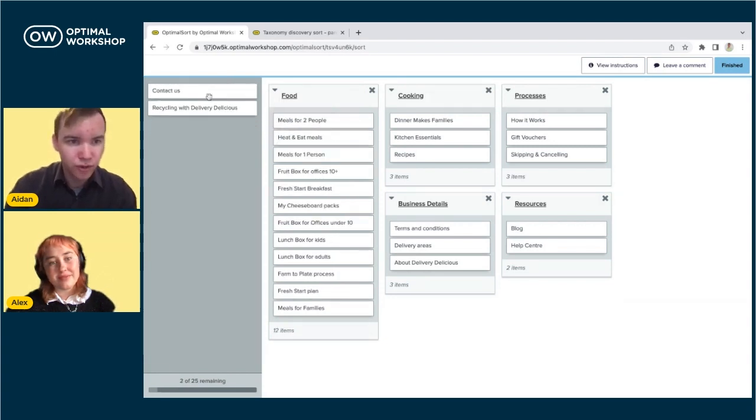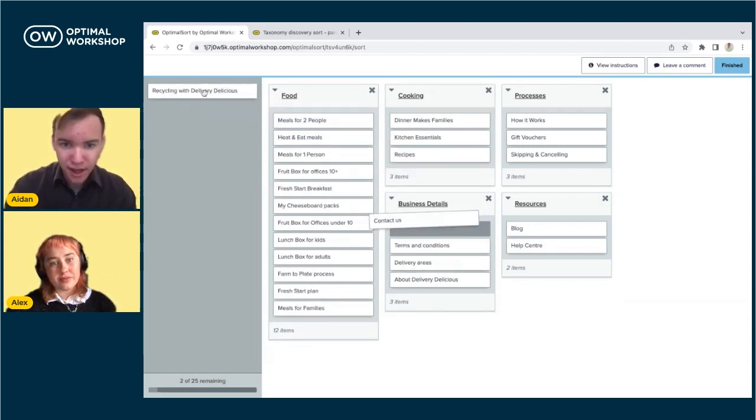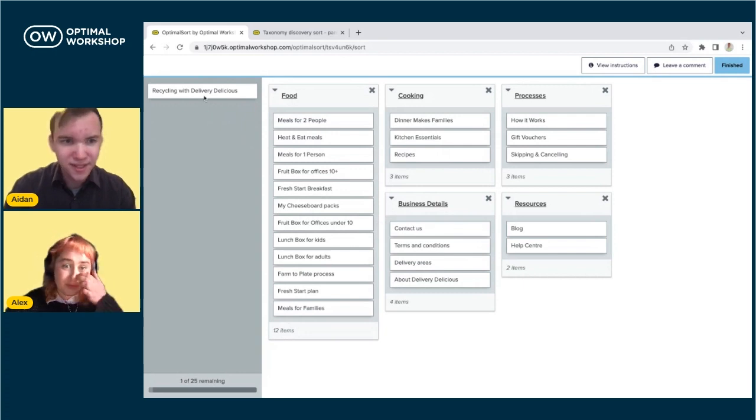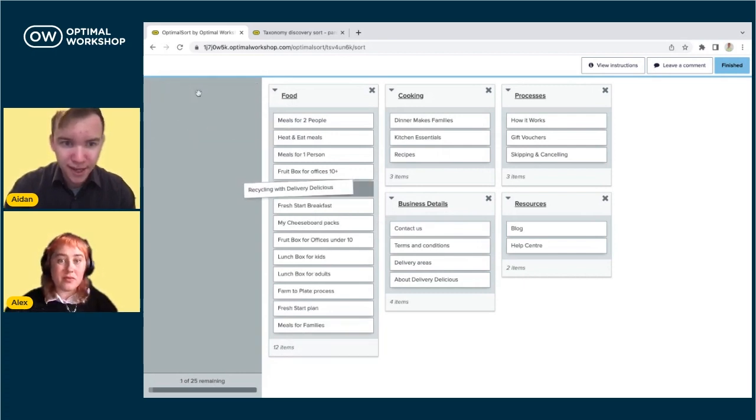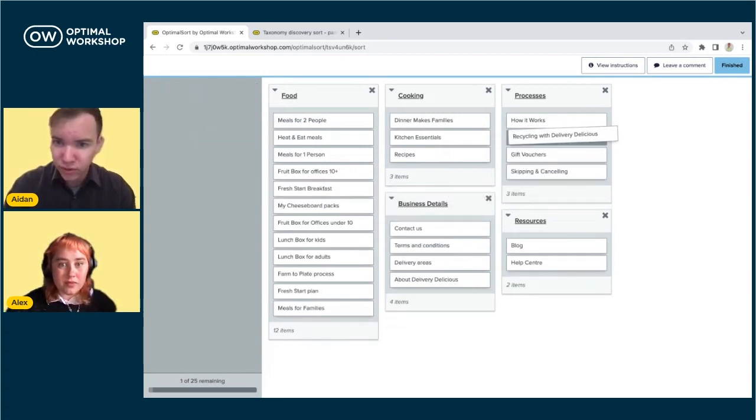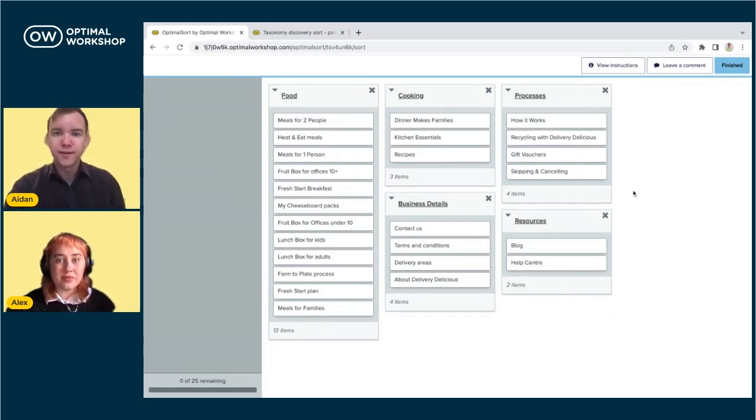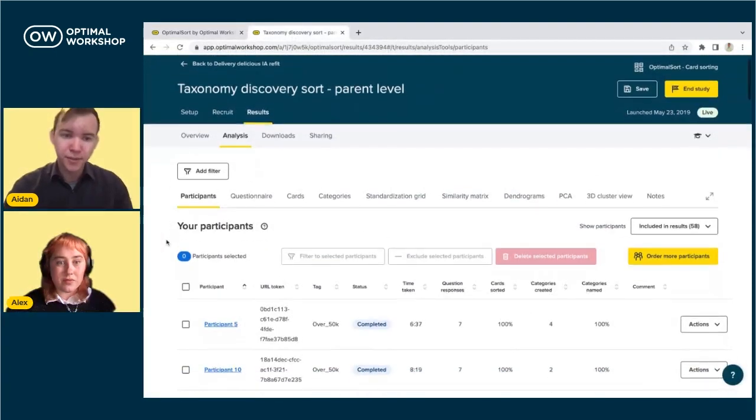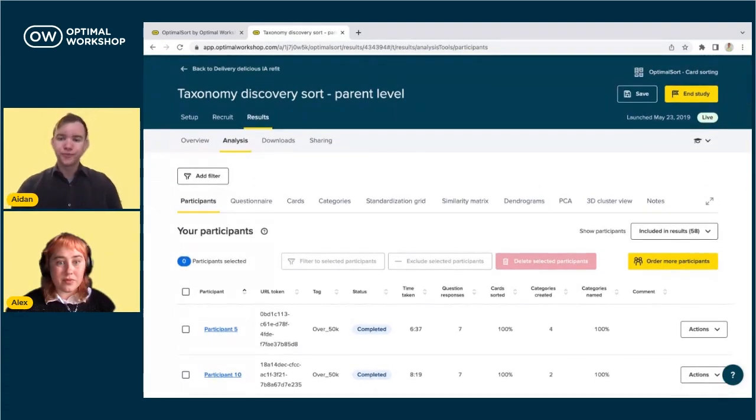So I'm just going to finish off this card sort here. I'm going to put this contact us into business details. That makes sense to me. I made that category earlier. Recycling using the delivery, delicious business, I'll put that in processes. And then I would just click finish once done there. But I'm going to dive right into some analysis for this card sort.